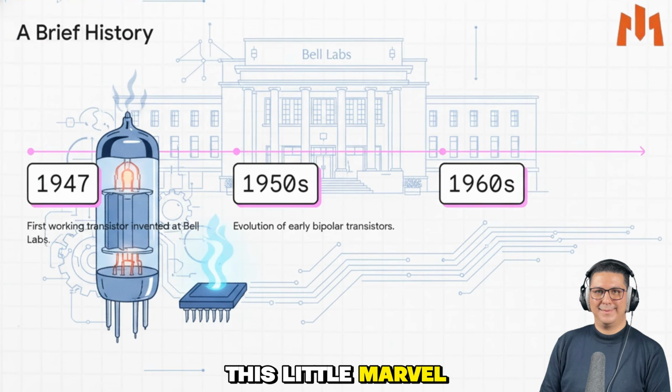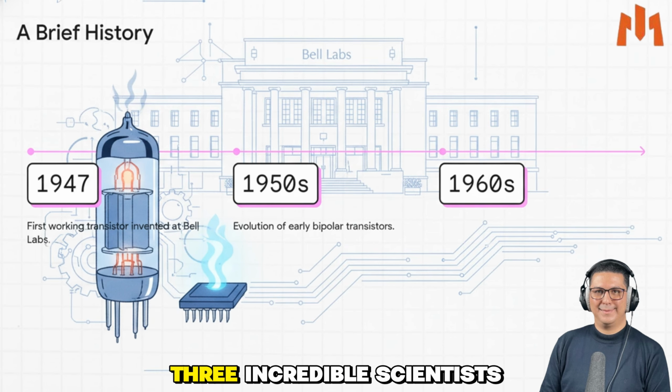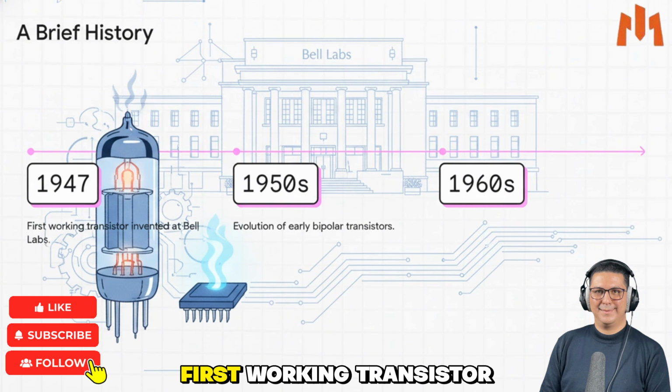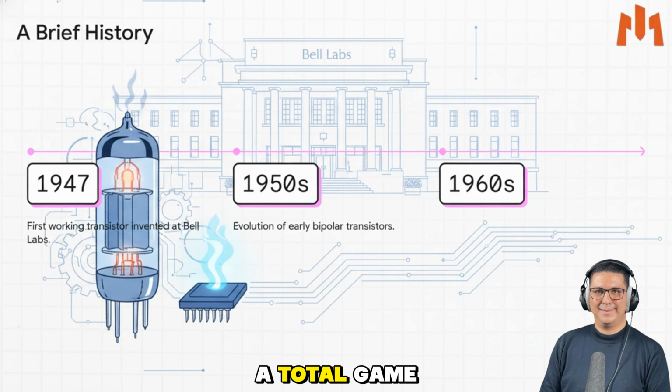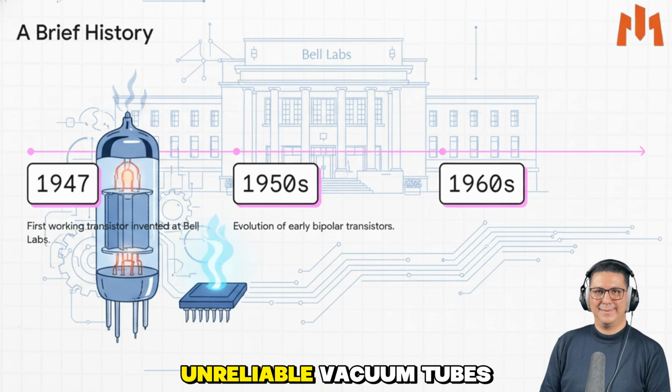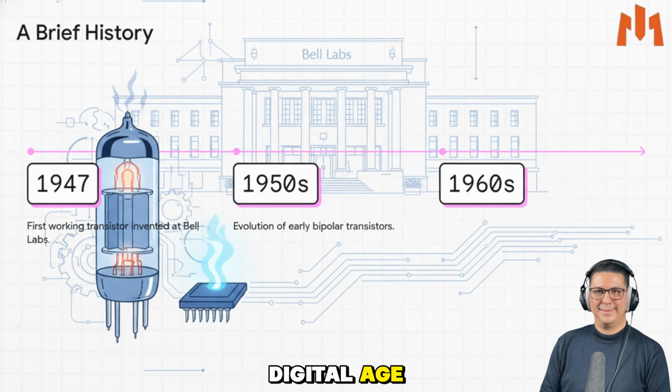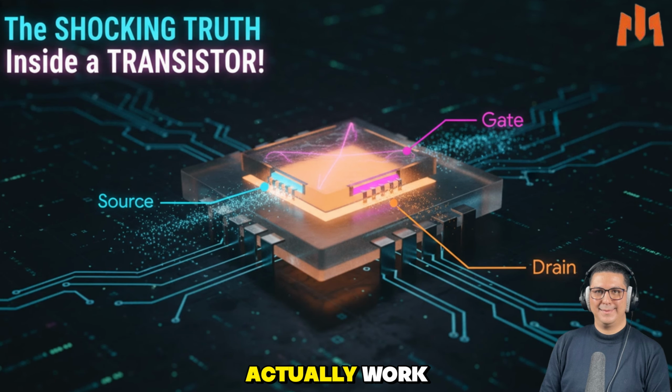Now, this little marvel didn't just appear out of nowhere. You have to go all the way back to 1947 at Bell Labs. Three incredible scientists, Bardeen, Brattain, and Shockley, created the very first working transistor. And it was a total game changer. It replaced the huge, hot, and frankly unreliable vacuum tubes of the day, and basically kicked off the entire digital age.